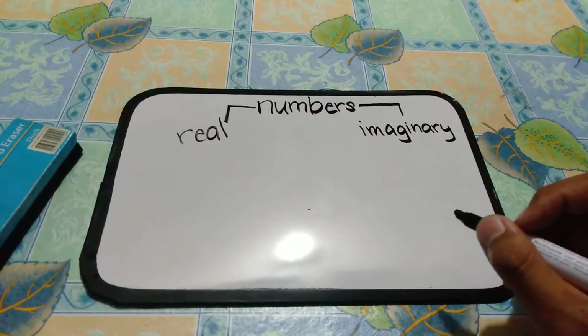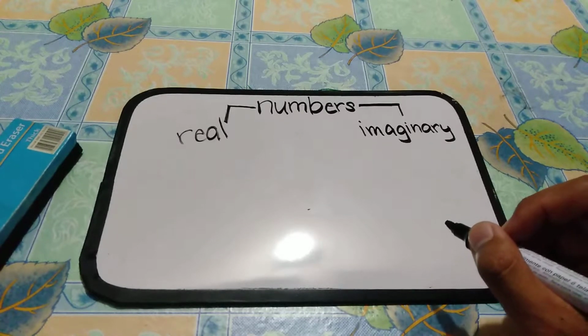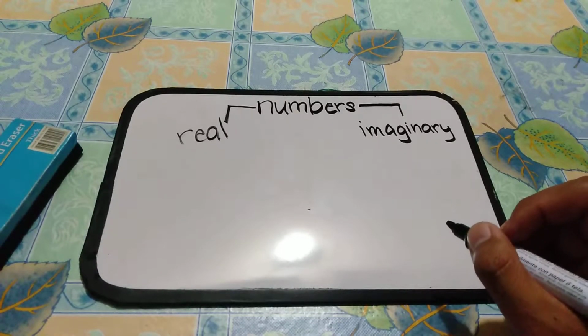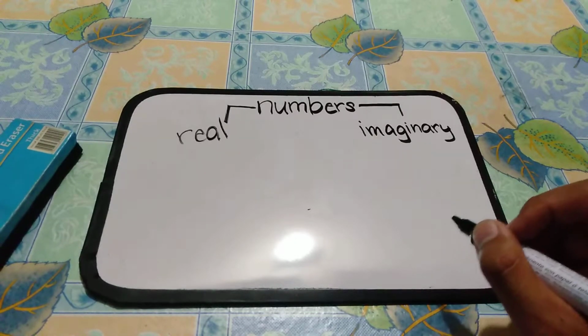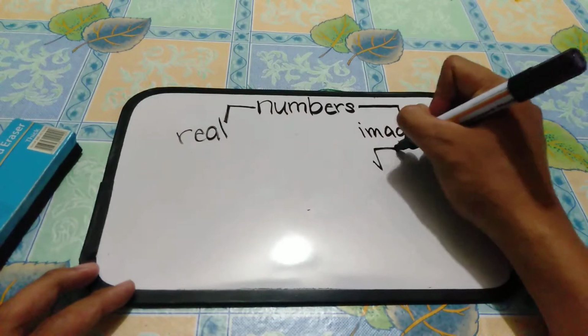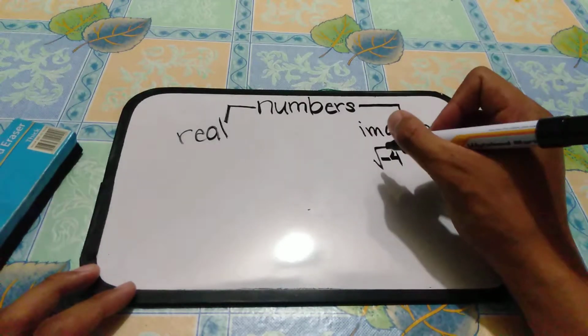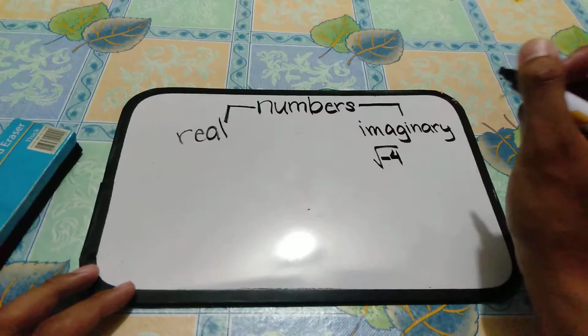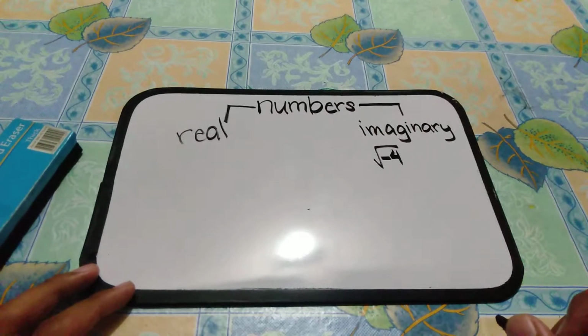Real numbers are any numbers that is in your mind. For example, 1, -5, 1/2, any numbers. But imaginary numbers are different. Imaginary numbers are the numbers that we cannot take the square root. For example, we have square root of -4. But we can do this if we admit that the result is imaginary.